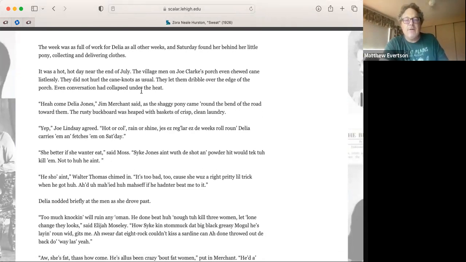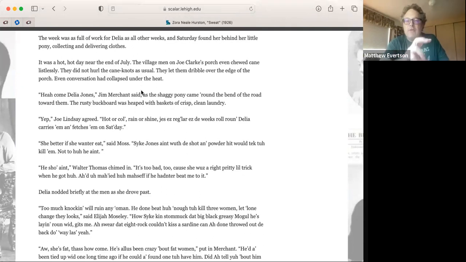It was hot near day, near the end of July. The village men on Joe Clark's porch even chewed cane listlessly. They did not hurl the cane knots as usual. They let them dribble over the edges of the porch. Even conversation had collapsed under the heat.